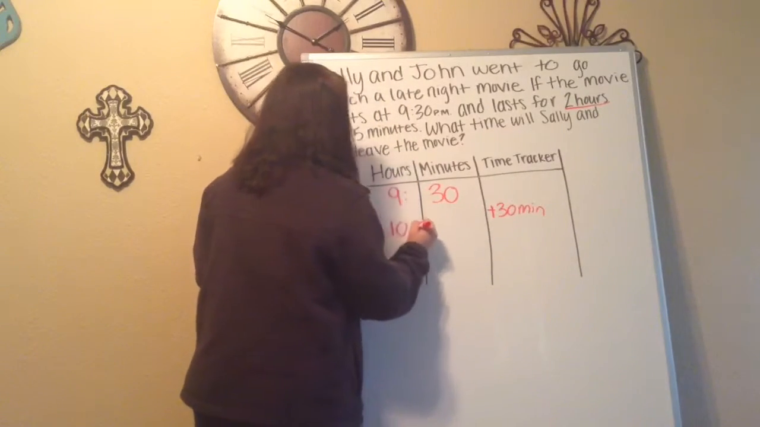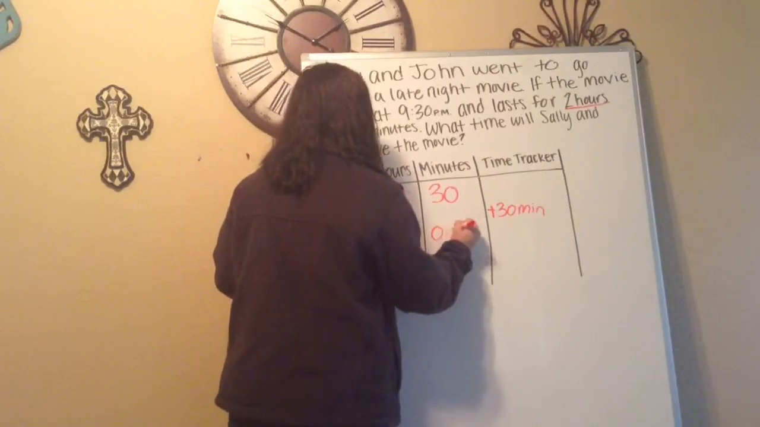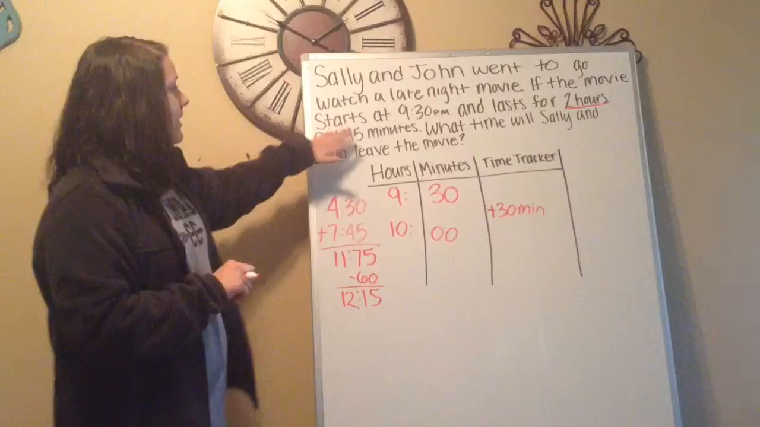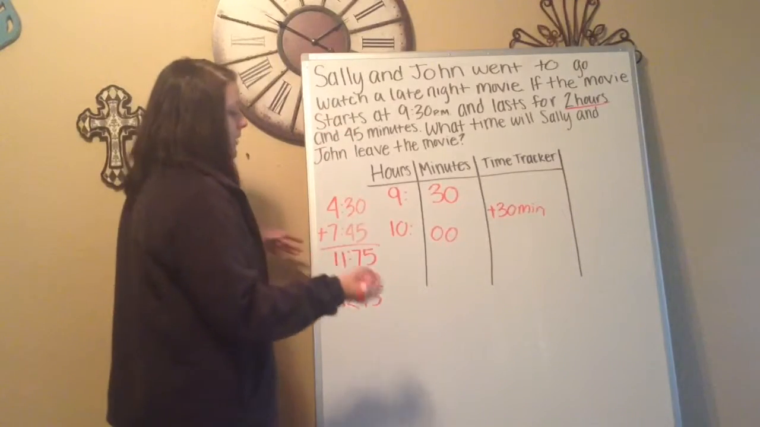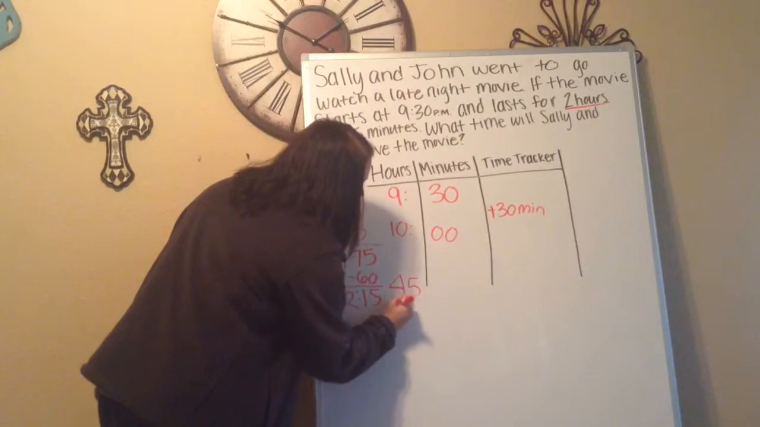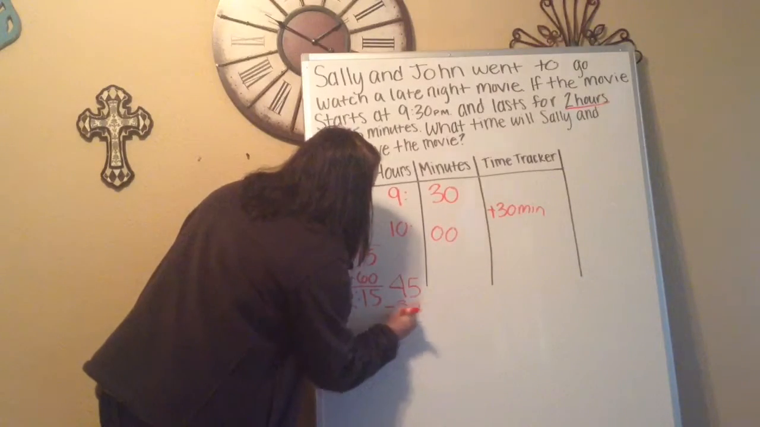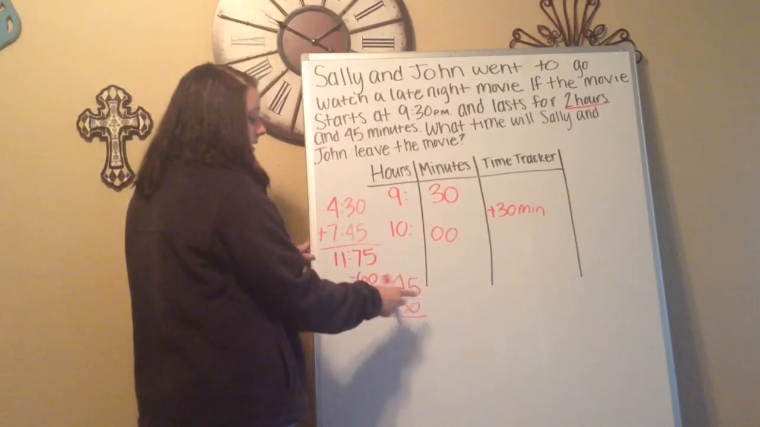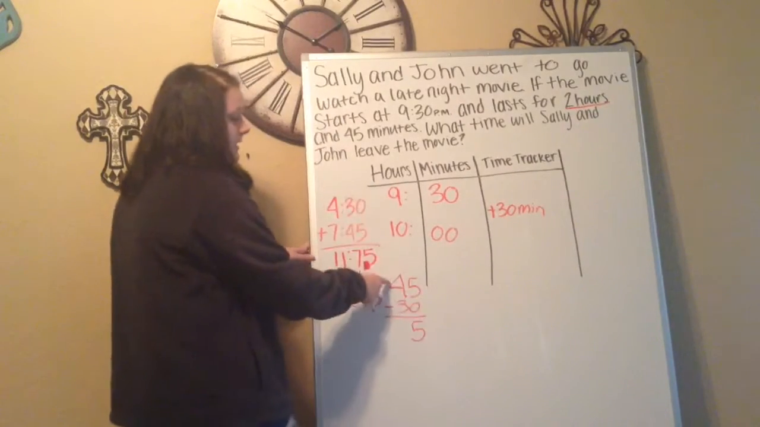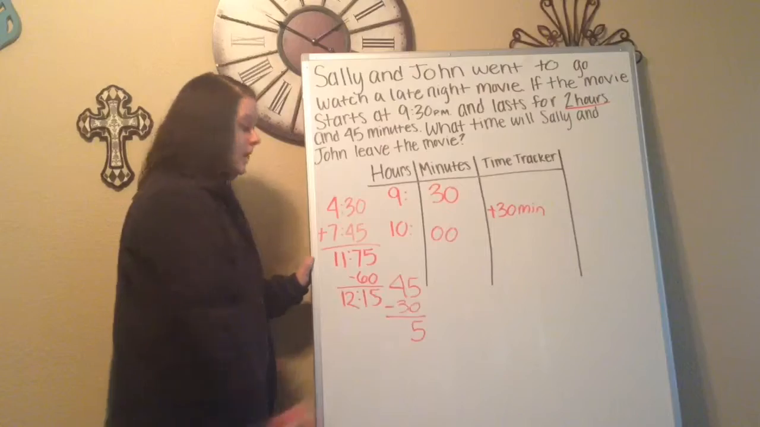10 would go in the hours place, and then 2 zeros would go in the minutes. So now we took away 30 from our 45 minutes, so we could do 45 minus 30. And in the ones place, we have 5 minus 0, which we know is 5. And in the tens place, we have 4 minus 3, which we know is 1.